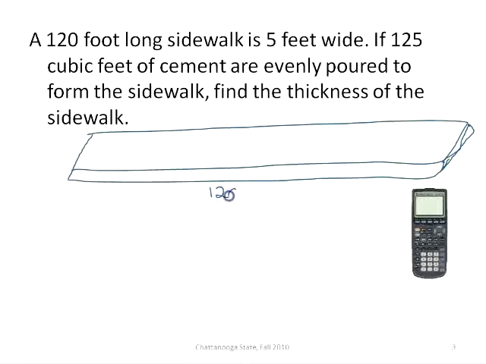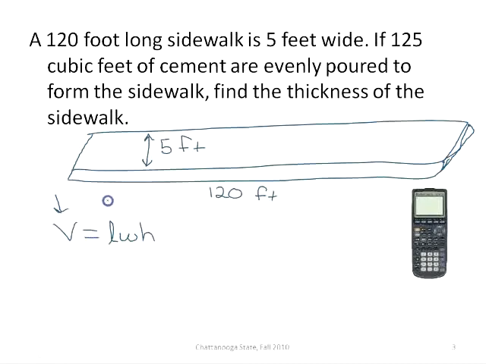So we know the length of the sidewalk is 120 feet. We also know the width of it is 5 feet. The amount of concrete, or the amount of cement it takes, is 125 cubic feet. So that 125 cubic feet is actually the volume of this slab of cement. When we're dealing with a box, a rectangular solid like this, we find volume by using length times width times height.